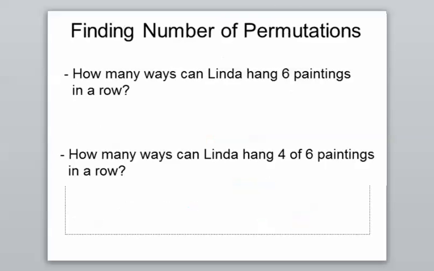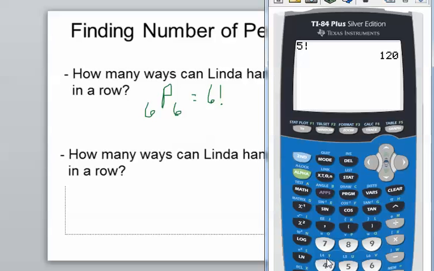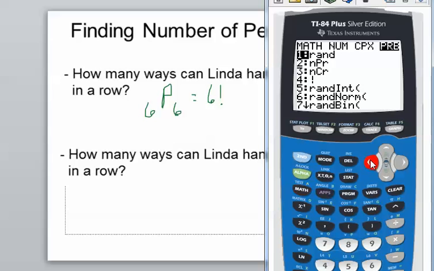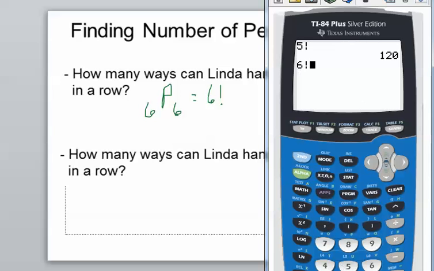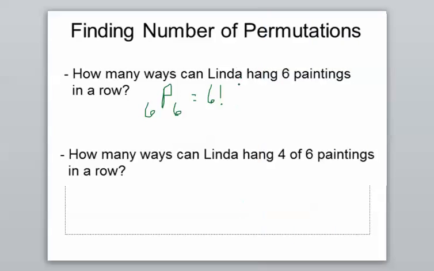Okay? So this question is typical of the word problems that you would get. It says, how many ways can Linda hang 6 paintings in a row? Well, in that situation, you've got 6 paintings, and you're going to find the permutations of 6 paintings 6 at a time. So that's going to be equal to 6 factorial. Well, once again, I don't want to do that one in my head. I'm not that fast any longer. So I'm going to push 6, math, PRB, number 4 for factorial, hit enter, and it's going to tell me it's 720 different ways.